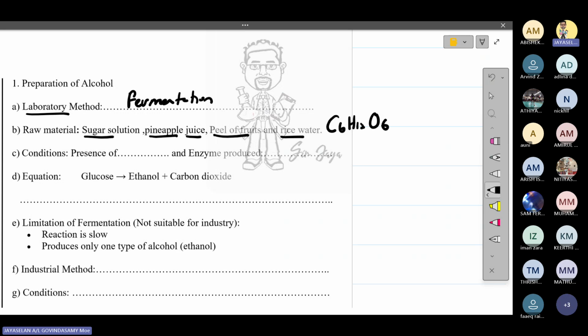C6H12O6, all these glucose. Understand? Semua ni ada glucose. Okay, what is the formula of glucose? C6H12O6. Understand? Write down. Okay, condition required: presence of yeast. Yeast will produce zymase enzyme. What is the enzyme? Zymase. Ini kena hafal. Any question?